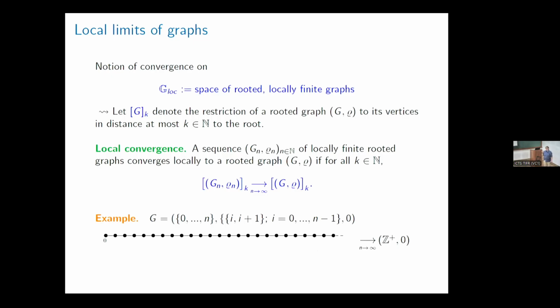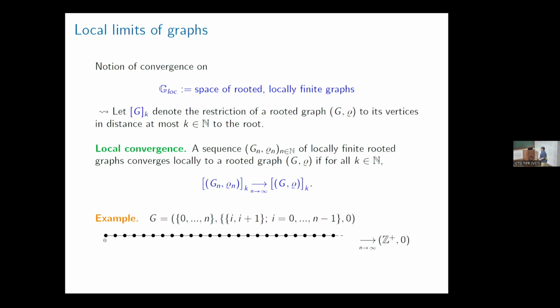That means I'm actually only describing what happens around a neighborhood of the root. It's not a global convergence where you see everything and take everything into account. So there's a nice, very simple example to understand. If I have a linear tree, let's say the vertices 0 to n, which are linearly connected, and I take as the root 0, which is the left end, and I take the limit, then I clearly will end up in the positive integer line with 0 as the root, the origin as the root.